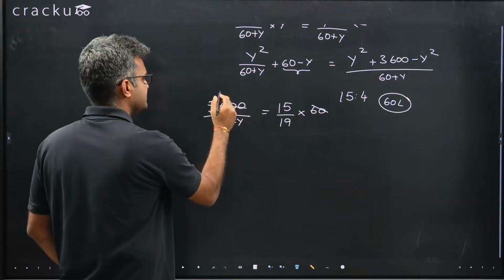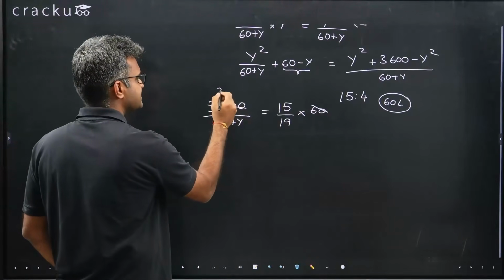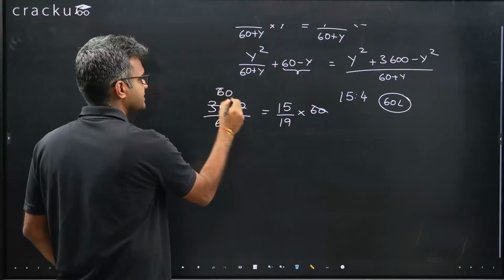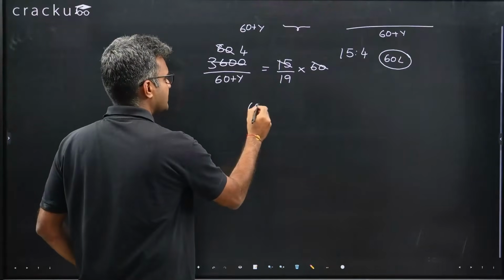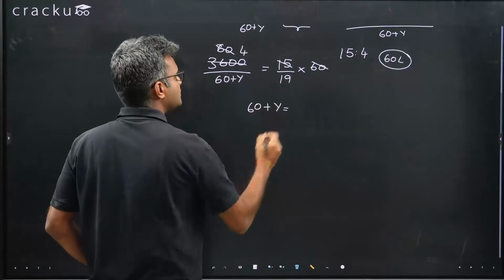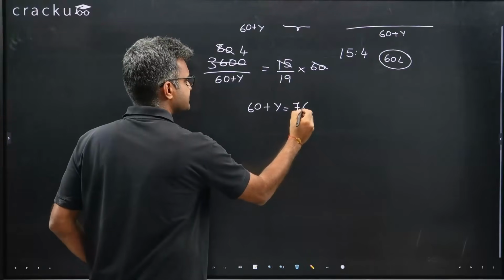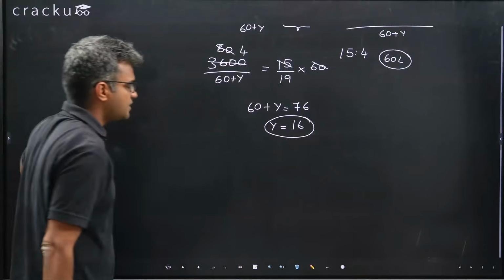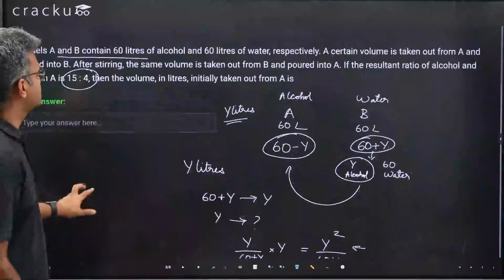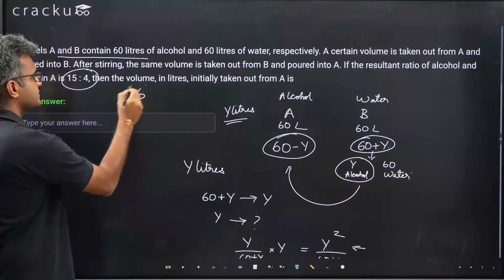60 times 60 is 3600, so this will be 60. 60 divided by 15 is 4, or the value of 60 plus Y is equal to 19 into 4, which is 76. So the value of Y is 16 liters. So the answer for this particular question will be 16 liters.